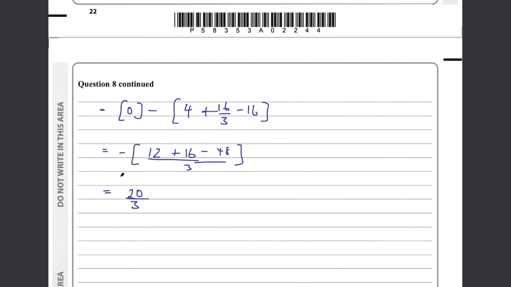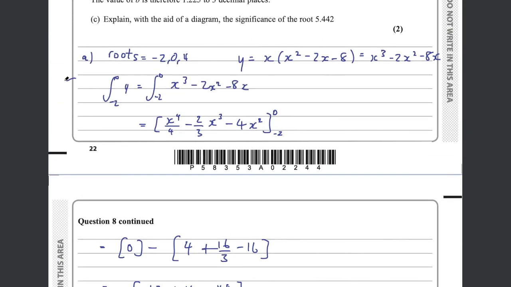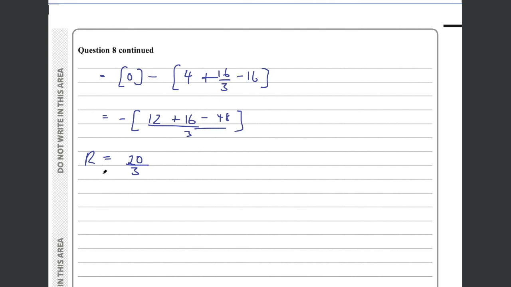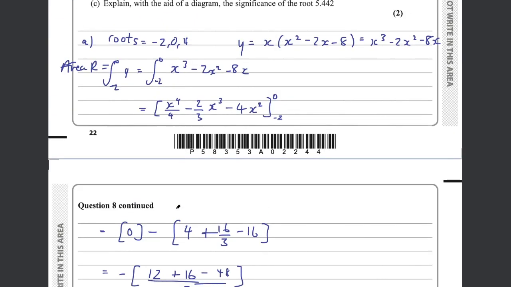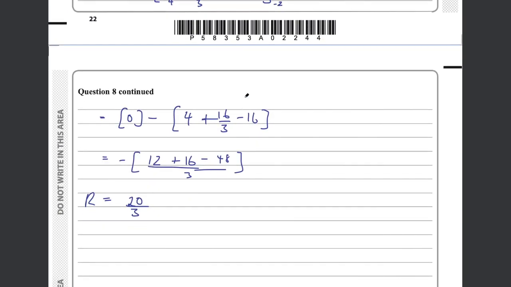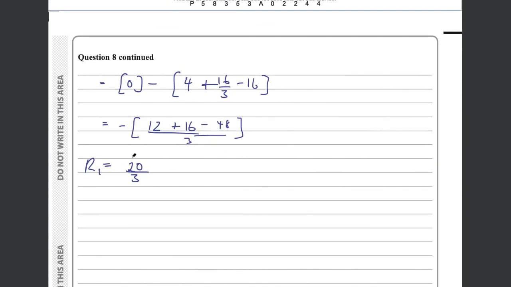So we should have said area R is equal to all of this, so R is equal to 20 on 3. Okay, so that was part A, or R1, sorry, R1.